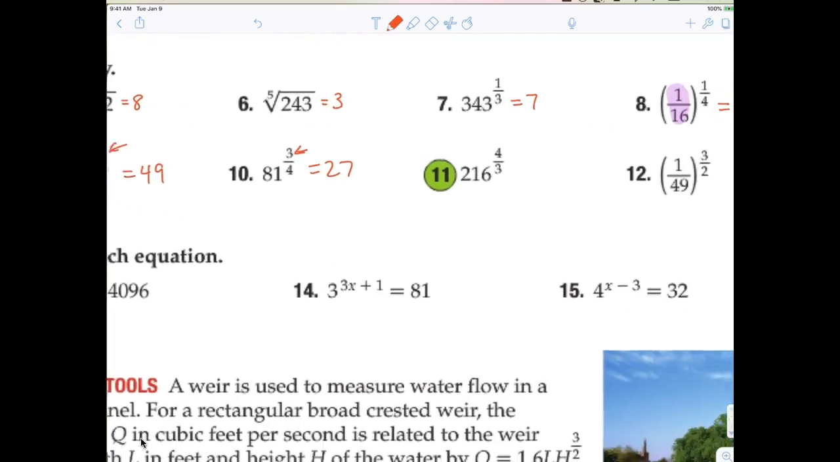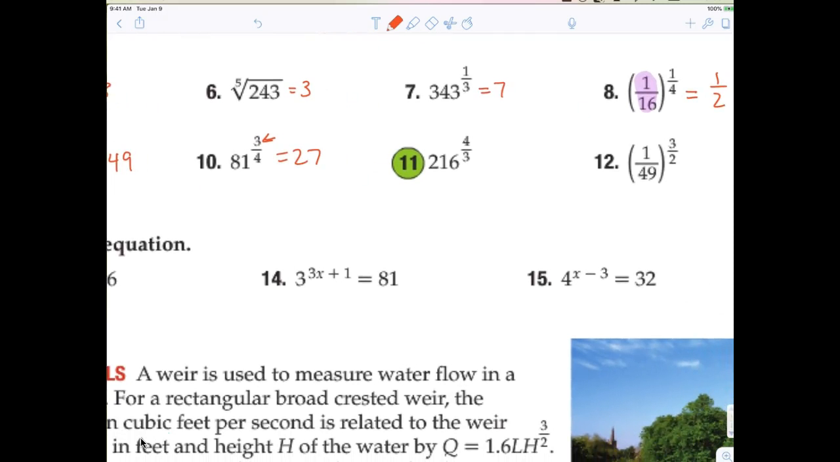So now, the cube root of 216. Say it. 6. Very good. Whoever said that, very, very good. And now 6 to the fourth. 1,296. Now, how do we do that?